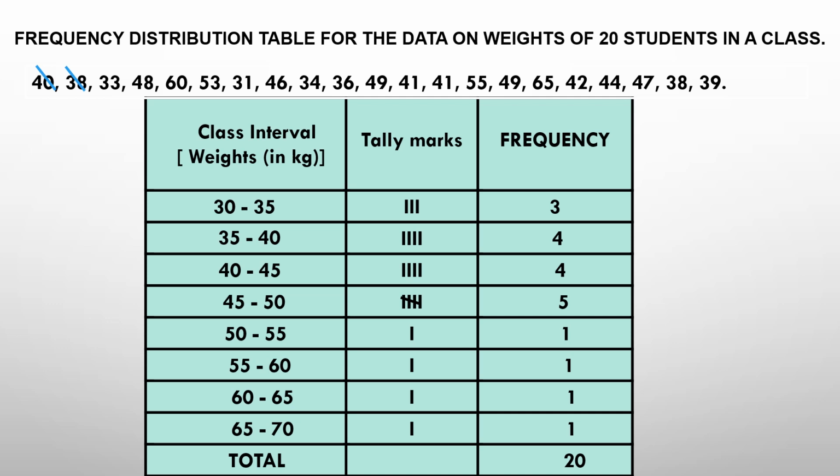It will lie where it is in the lower limit. That means in the interval 35 to 40. Where will 45 lie? In the interval 45 to 50. If you have a data as 60, it will lie in the interval 60 to 65.